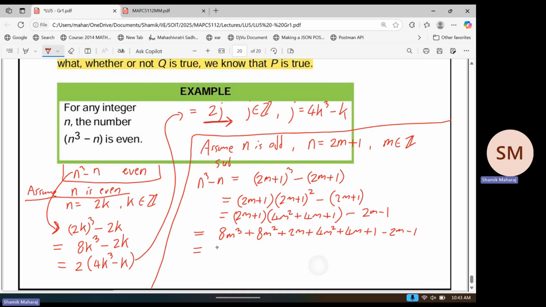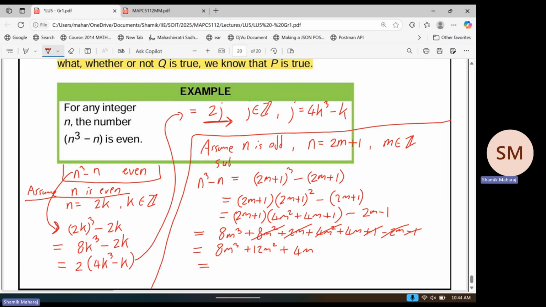So let's simplify as much as we can. 8m cubed, I can't do much with that. How many squared terms do we have here? We have an 8 and a 4, so that's 12m squared. We have a positive 2m and a negative 2m, those cancel. What's left is 4m plus 1 minus 1, which cancel out. And I think that's key here, because that plus 1 minus 1 should get rid of odd possibilities, I think. I don't know. Let's see where it ends up.